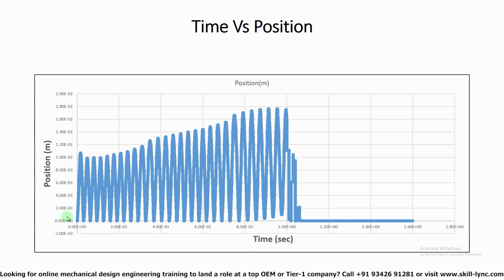So the first feature that I want you to notice is the alternating nature of the position curve. So you can see that the spindle is moving up and down, and if you look at the amplitude of this variation, it's increasing over time.